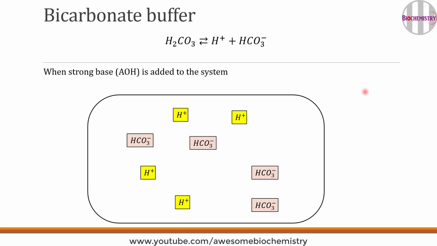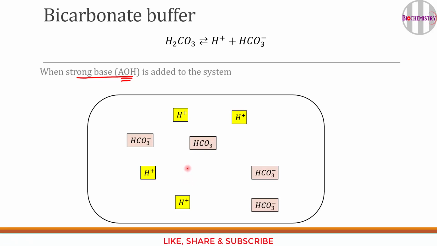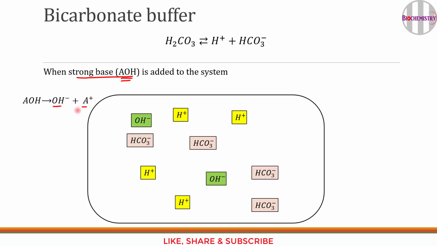Now let's look at what will happen when a strong base is added, and the general representation of a strong base is AOH. Again this square indicates the bicarbonate buffer system, and here 4 H plus and 4 bicarbonates are shown. So strong base gets completely dissociated into OH minus and A plus. So let's add this extra OH minus ion into this bicarbonate buffer system. Here again for the clarity of the diagram, A plus is not shown, and here I am assuming that 2 molecules of OH are added, right?